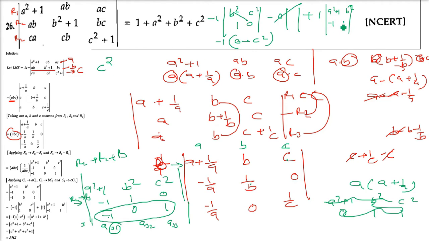Now leave that. Now third part, a square plus 1 minus b square, that is b plus b square. So it will be plus a square plus b square plus 1. What is it? This is the right hand side. 1 plus a square plus b square plus c square is the right hand side, right?